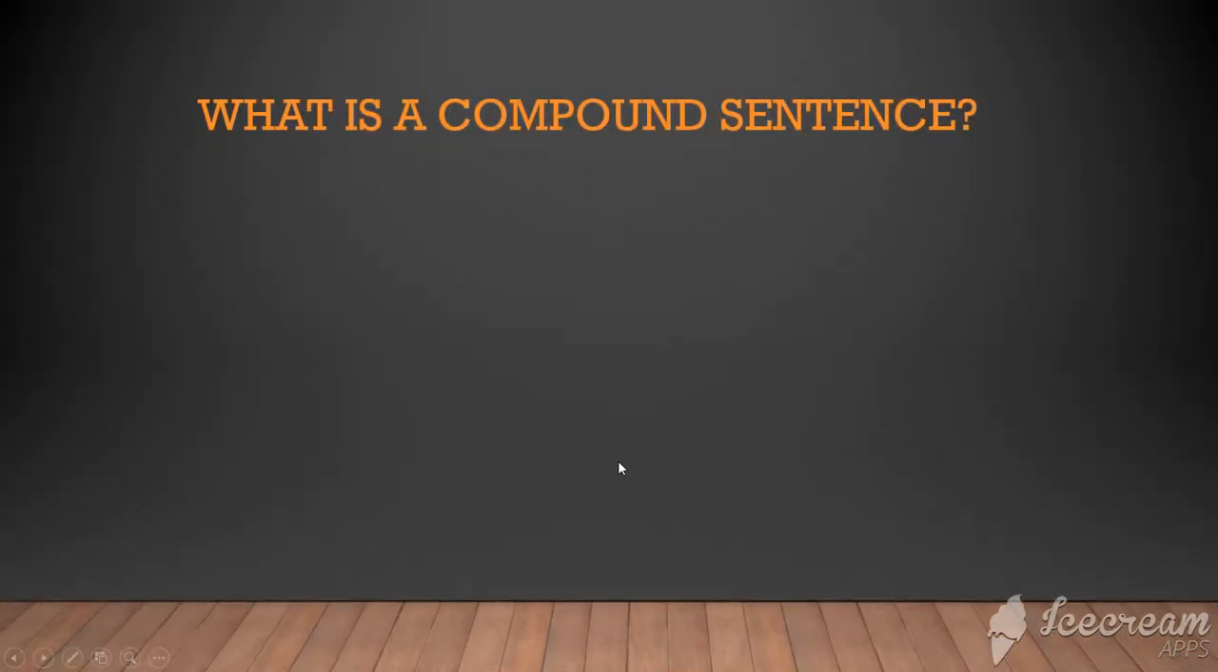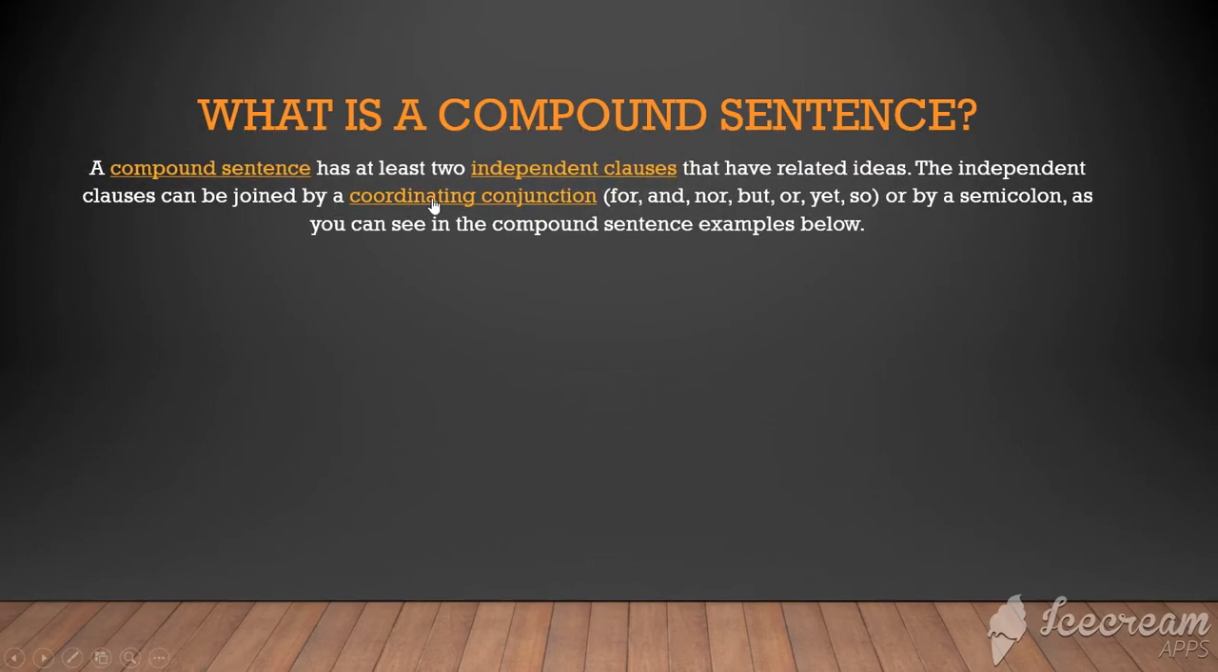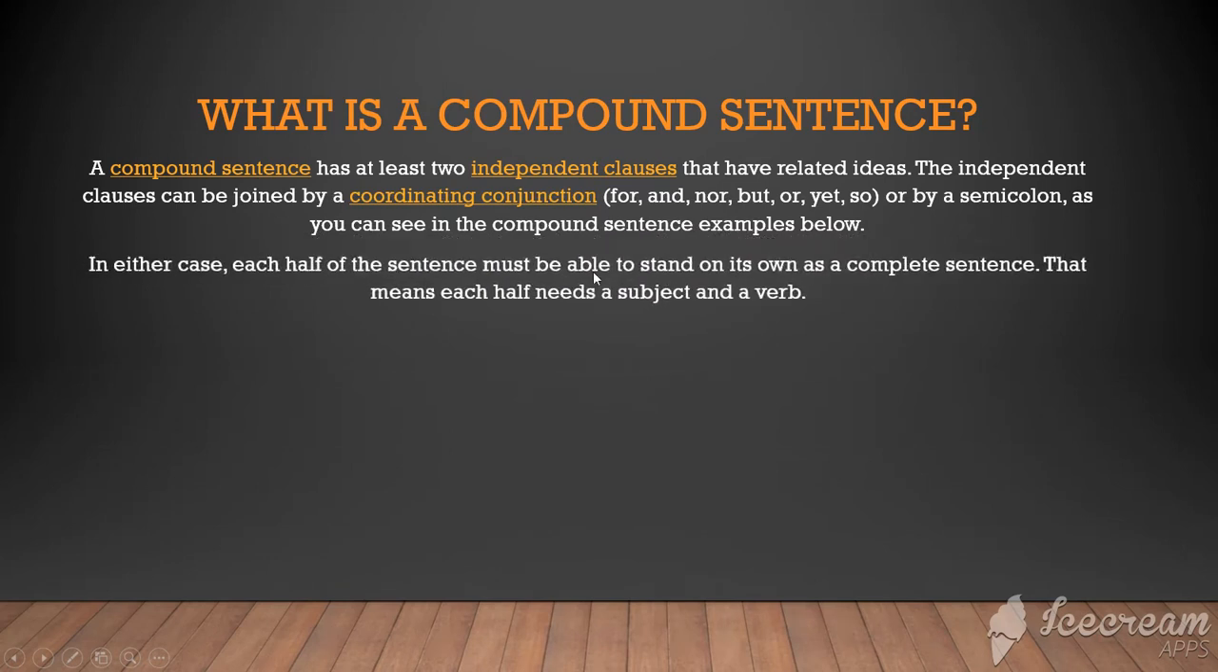Now, what is a compound sentence? A compound sentence has at least two independent clauses that have related ideas. The independent clauses can be joined by a coordinating conjunction, that are for, and, nor, but, or, yet, and so, or by a semicolon, as you can see in the compound sentence examples below.